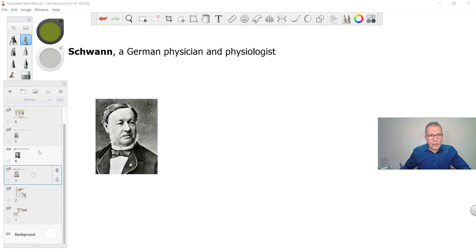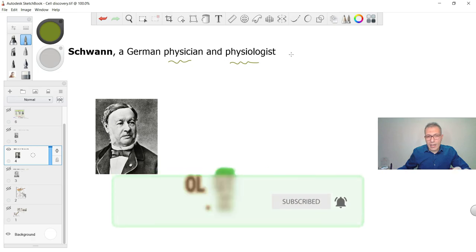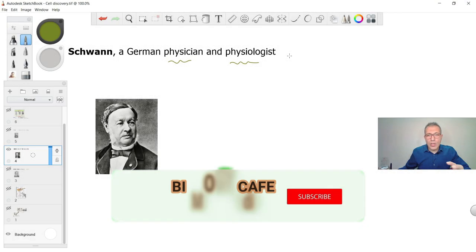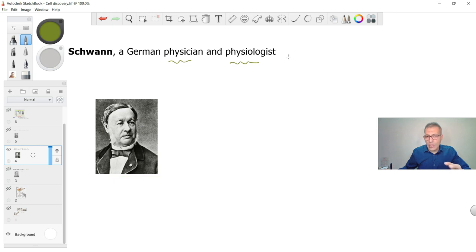The next one was also a German scientist, and not only a scientist, he was a physician and also a physiologist. So he worked on the function of different organs or different systems within the living organism, especially humans and animals. He concluded also that the body of living organisms, which are animals, also consists of cells.